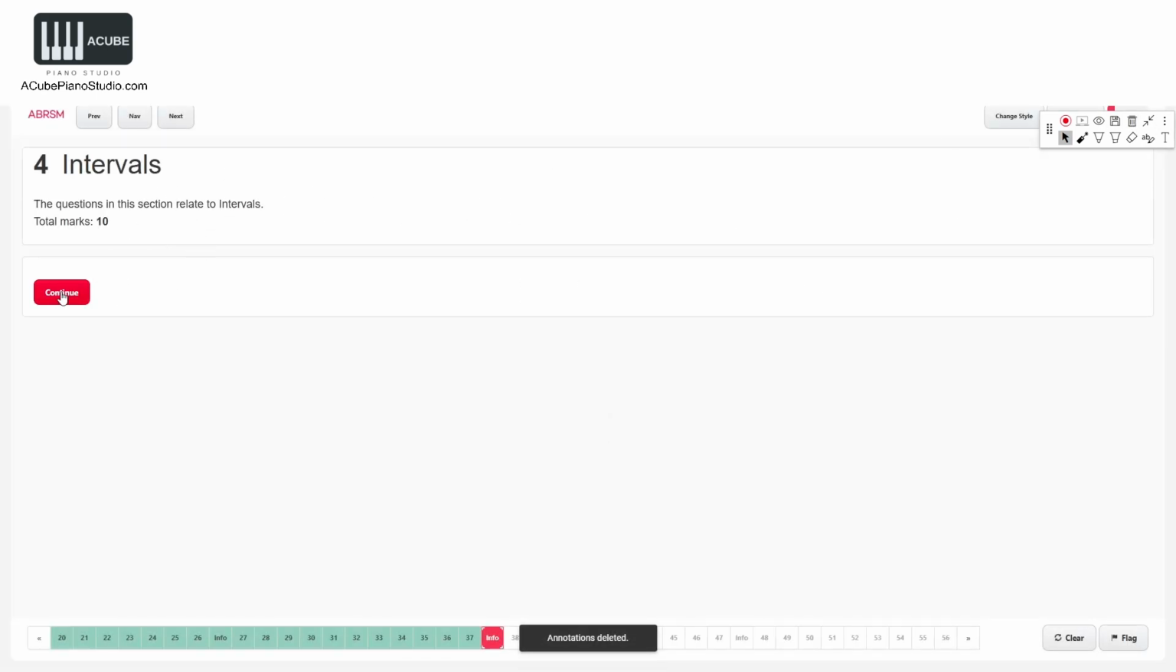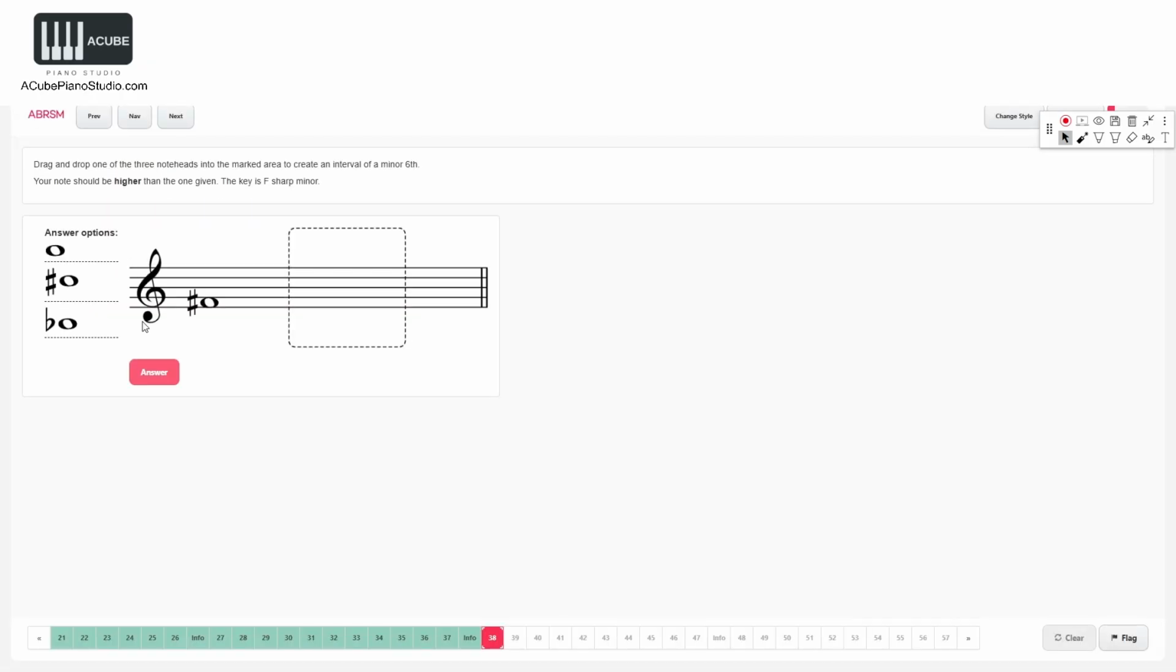Okay, now let's move on to intervals. So next, you need to drag and drop one of the 3 note heads into the marked area to create an interval of minor 6th. Okay, your note should be higher than the given one. So this is F sharp minor. So I have F, G, A. So this is 1, 2, 3. B is 4. C is 5. D is 6, right? So I know it is D.